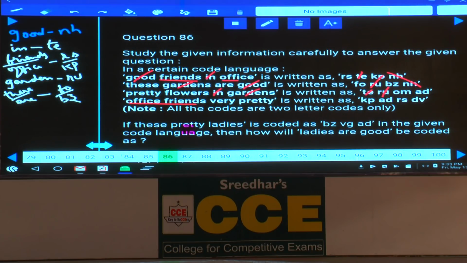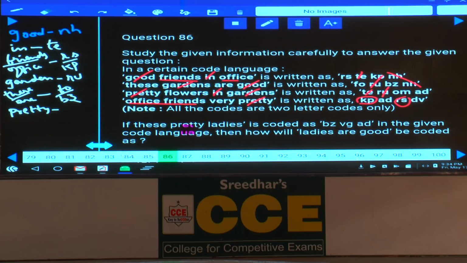Then next one, compare the third and the fourth, pretty flowers. Pretty is the word which is common here. What is the code here, pretty? OM. And office and friends, what are the codes? RS, KP. KP and RS. In this one, AD is common between these two. Hence, AD. If AD is pretty, what is left over here? Flowers. And the code to the word flowers is OM. Next one. Now here, very is the word which is left over, and the code is DV.